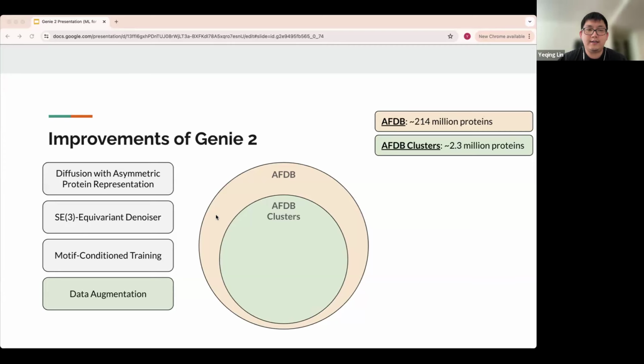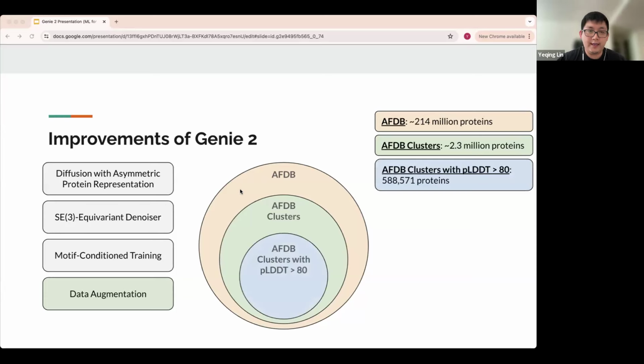Further, not all the structures predicted by AlphaFold have very high confidence, which means that there is a wide range in terms of the quality of the structures. So we further filter those by a pLDDT threshold of 80, which leads to our final training data set of around 600,000 protein structures. For comparison with the PDB, the number of structures available for training would be around 20,000 structures, so we have around 30 times more structures here.